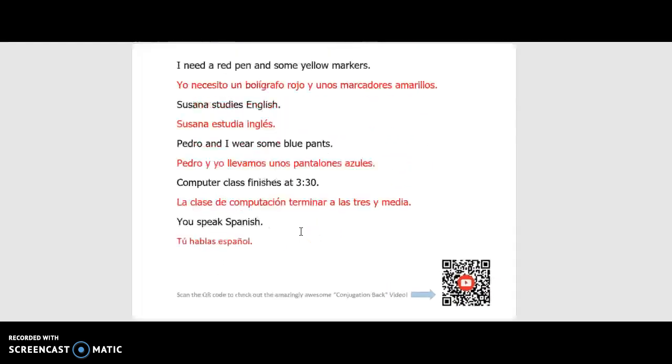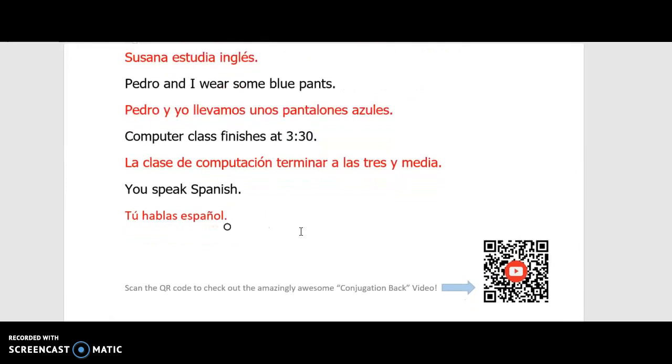Now, if you're really so inclined, in class we showed you that conjugation video, which is pretty awesome. Justin Timberlake has nothing on those guys. If you scan this QR code right here, it'll jump you right to YouTube, and you can listen to that song until your heart is content.